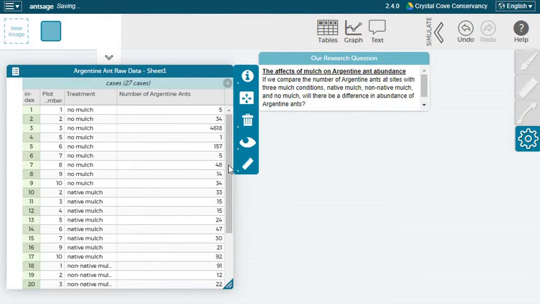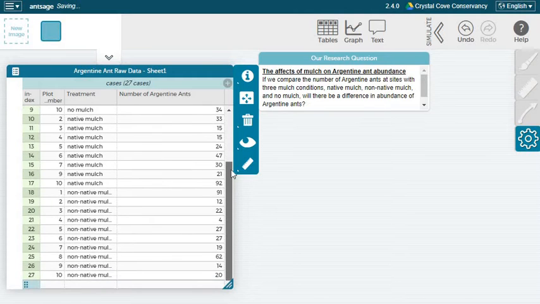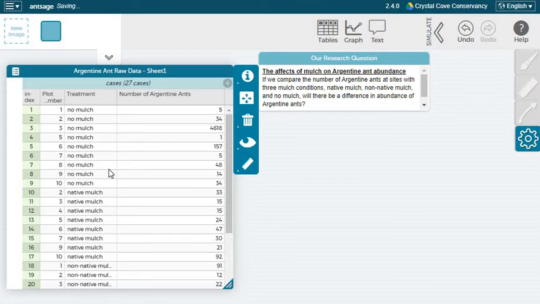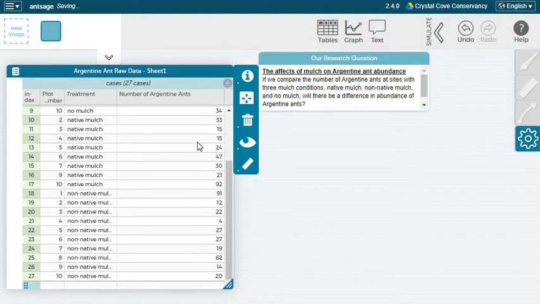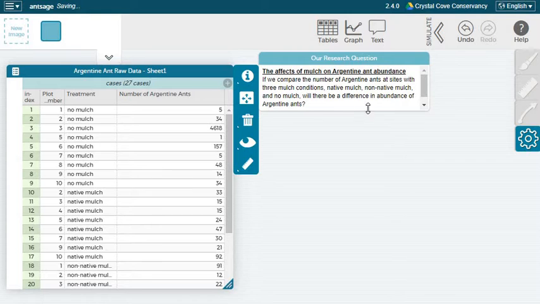So first of all, let's take a look at the data we have. In our 10 different plots, there was no mulch, native mulch, and non-native mulch. In each of those plots, we have the number of Argentine ants present. So this is the number of Argentine ants counted inside those pitfall traps for each of the different mulch treatments. We also have a research question here so we can remember what we're answering.